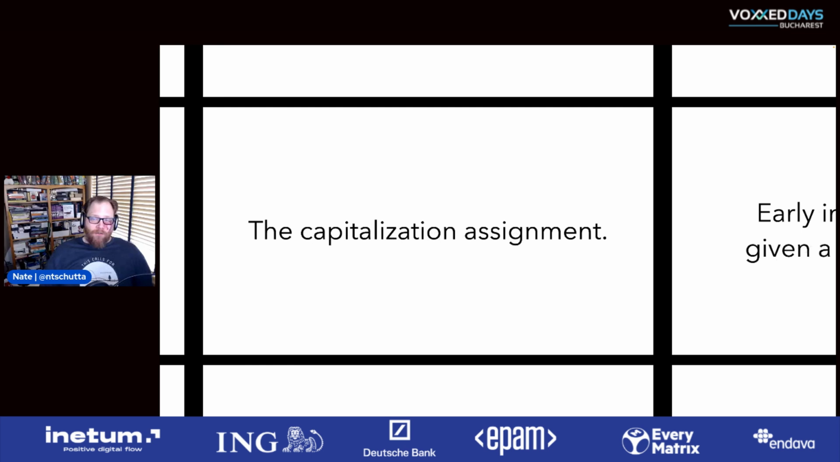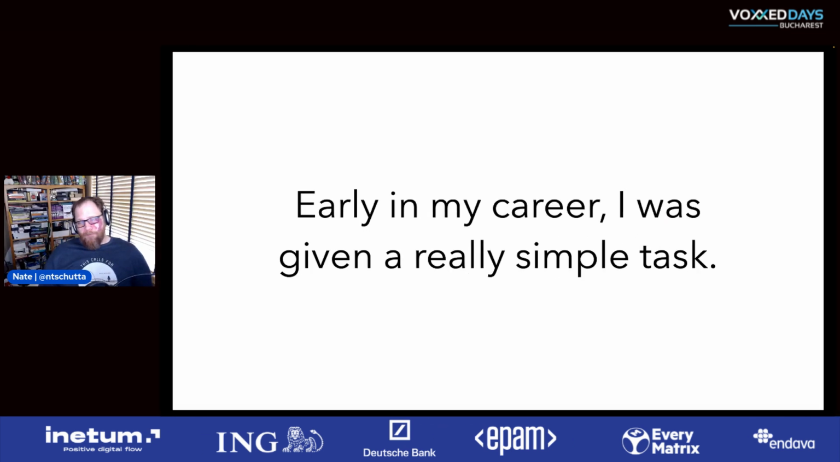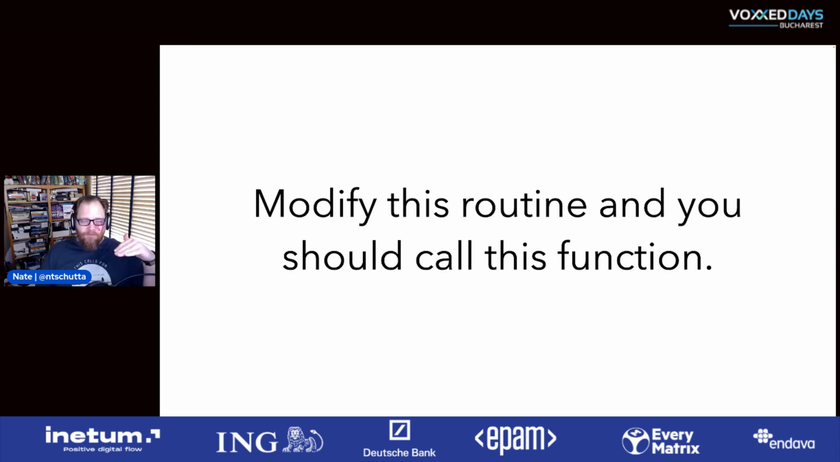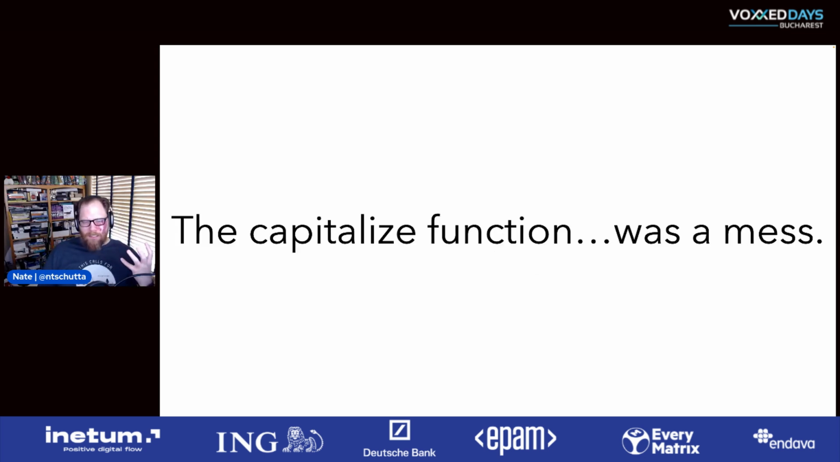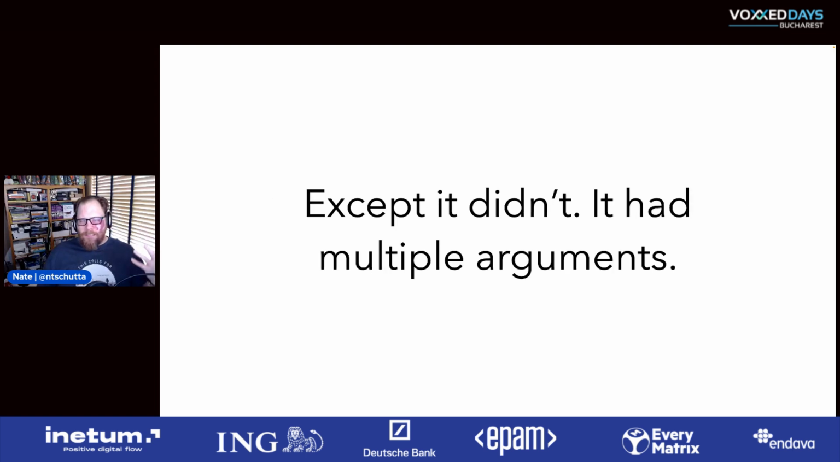Early on in my career, I was given this really, really simple task. Go capitalize billing addresses. All right, cool. And my tech lead told me to go to this routine and use this function. I'm looking at this capitalization function and I cannot get my head wrapped around it. In my mind, it should take like one argument, the string to capitalize, except it didn't. It took like 15 arguments, and I was really confused. I'm like, this does not make any sense to me.